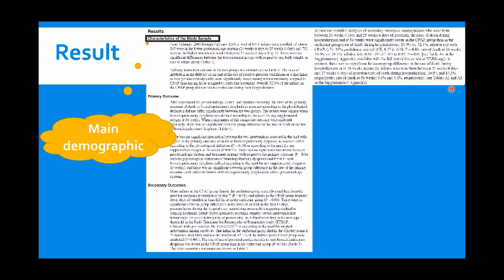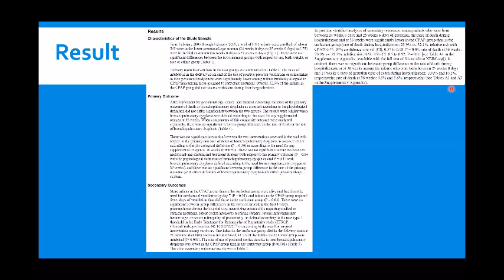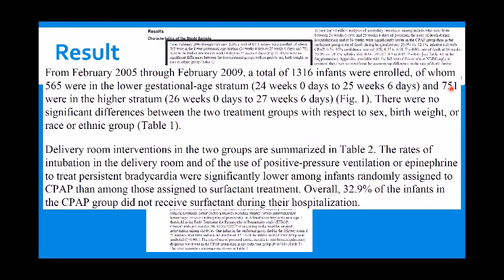So mostly the result will start with major demographic information as text, but also state the primary outcome result and secondary outcomes if more than one. So in the demography, they state the age, the gender, the selection, the number of recruitment, the enrollment, the success rate, the data loss, and so on.